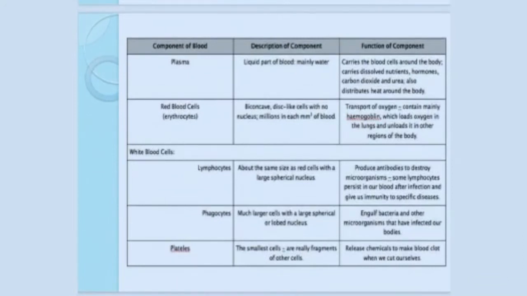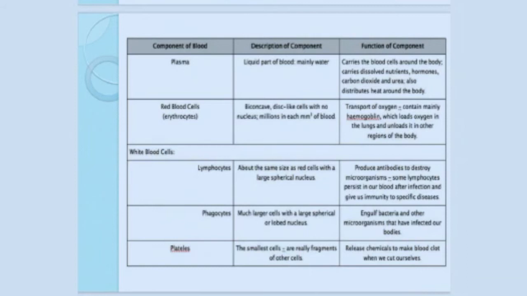First important component is plasma. Plasma is the liquid part of blood, mainly water. It carries the blood cells around the body. It also carries dissolved nutrients, hormones, carbon dioxide and urea. It also distributes heat around the body, which means it helps our body to maintain its temperature.